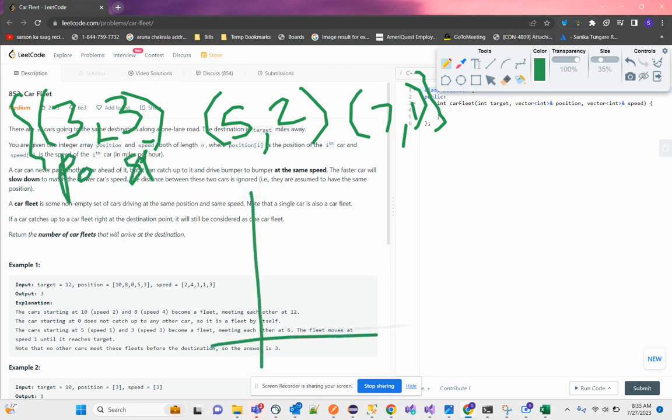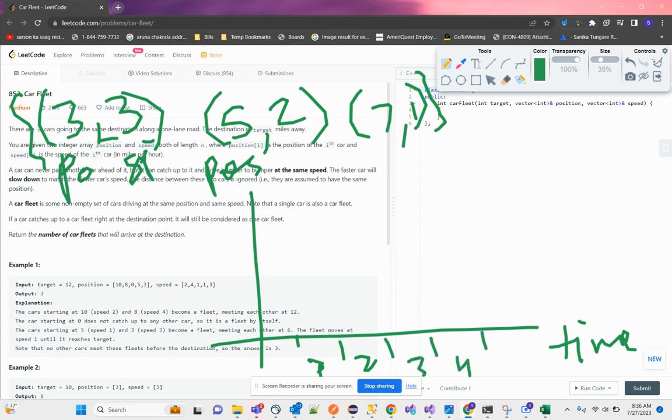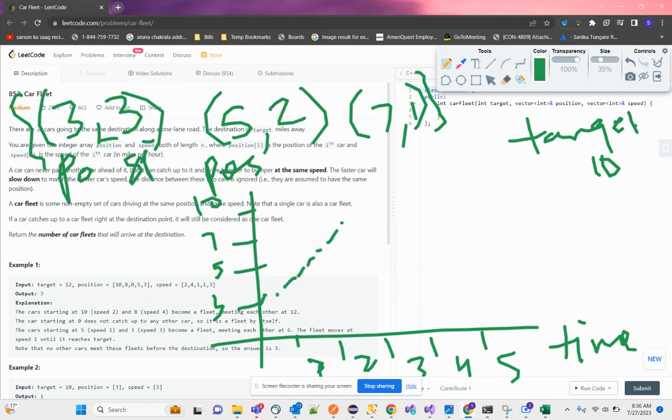So let's draw a little to understand the car fleet. This is the time axis and this is the position axis. Here we have positions three, five, seven, and we have 10 as our target. Let's take the target as 10 over here. Now the first car, that is the third car, is going to move till the target position, that is 10.